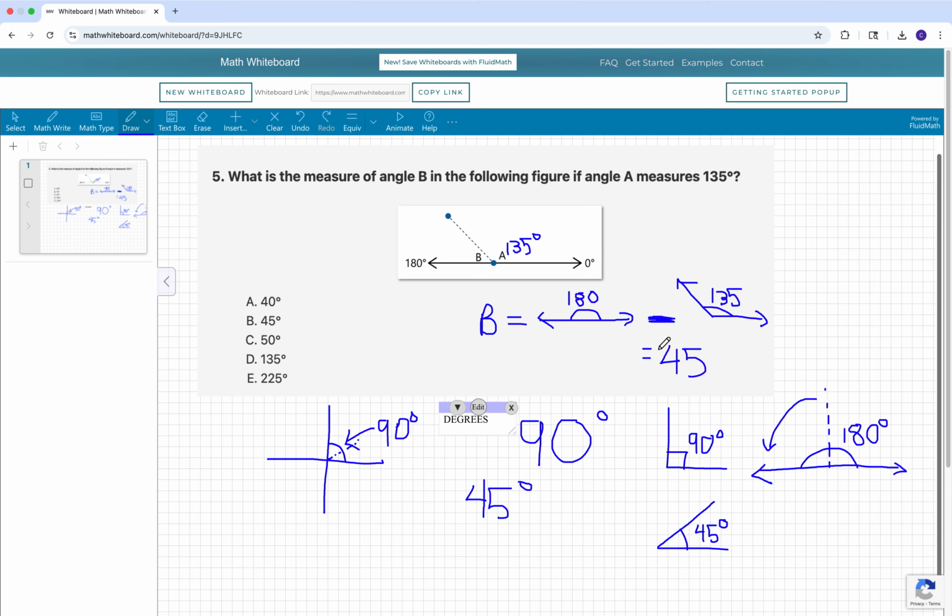To visualize that, it's this tiny little space right here. If I go back to here, this is what's 45. We took this whole 180 angle and subtracted 135, and we got this little guy, 45. So our answer is just 45. Hope that makes sense. Thanks for watching.